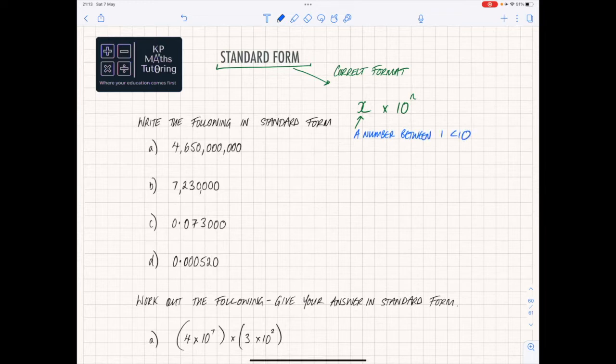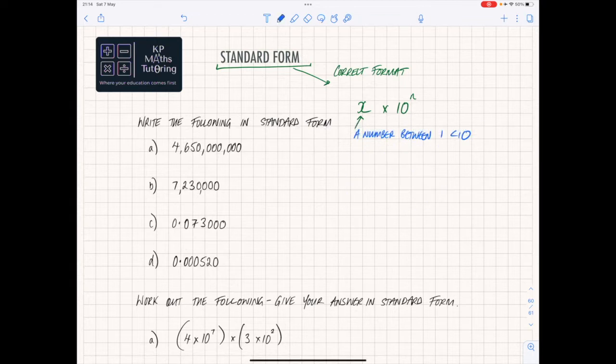Okay, so for example, you could have 3.7 times 10 to the power of 5 would be in standard form. You could have 9.2 times 10 to the power of minus 3, that's in standard form, but you couldn't have 0.8 times 10 to the power of 2, for example. So the first two are fine, the last one there doesn't work.